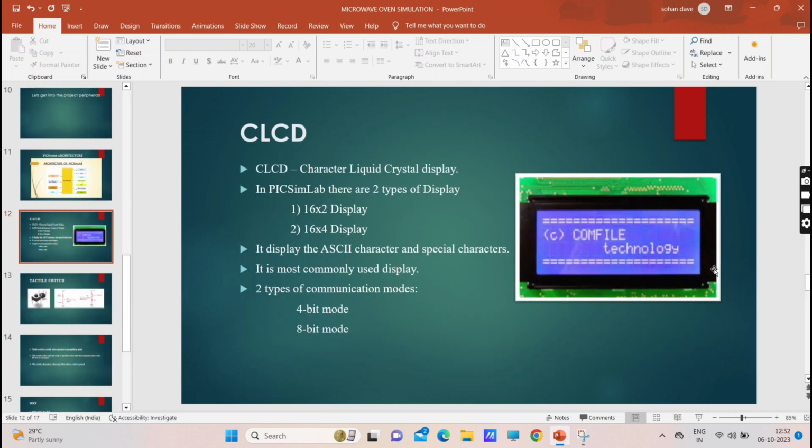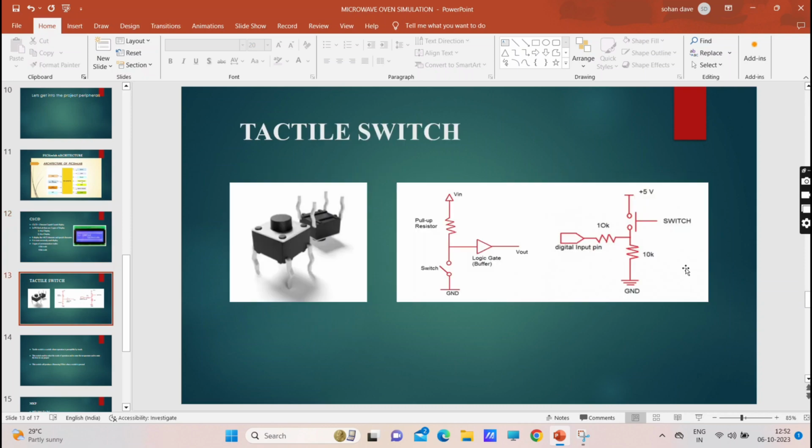Now we are going to talk about CLCD, which is nothing but character liquid crystal display. In picsimlab there are two types of display. One is of 16:2 display and 16:4 display, which is basically the number of rows and columns in a CLCD. Now it displays the ASCII character and special characters which are used in our code. It is also most commonly used for displaying characteristics of the input and output which is present in the microwave oven. Now there are two types of communication modes, one is a 4-bit mode and another one is a 8-bit mode.